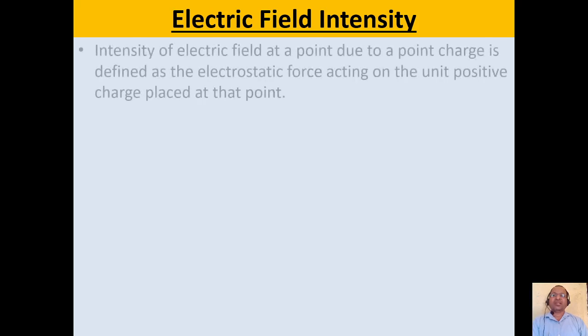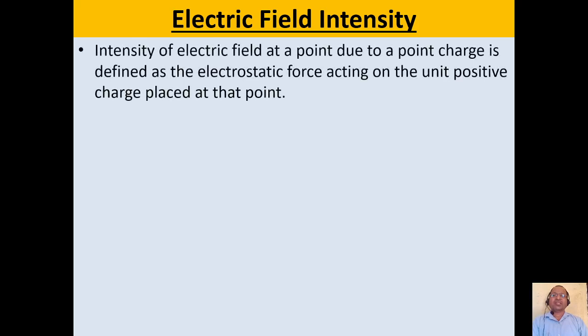We simply define electric field intensity as the electrostatic force acting on a unit positive charge placed at that point. If the point changes, that is, the distance between the test charge and the given charge changes, then the force changes. So we say that the electric field intensity also changes. Simply, the intensity of electric field at different points will be different. The intensity of electric field at a point due to a point charge is simply the electrostatic force acting on the unit positive charge placed at that point.